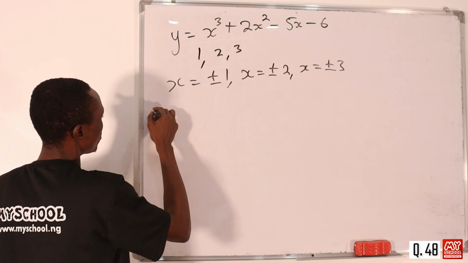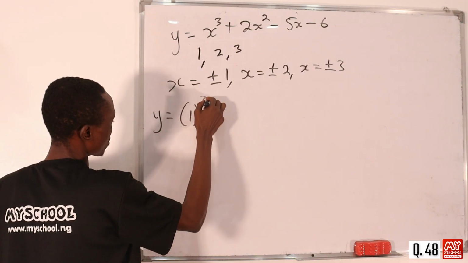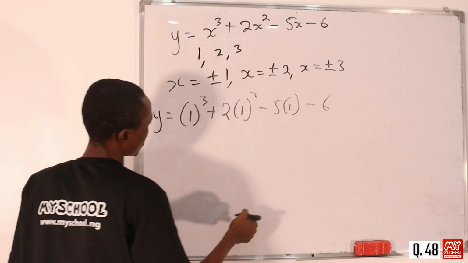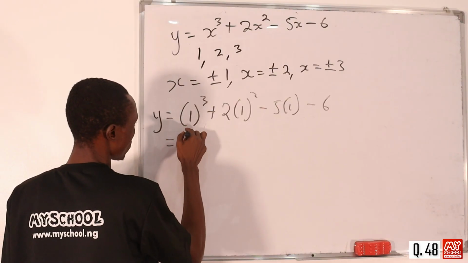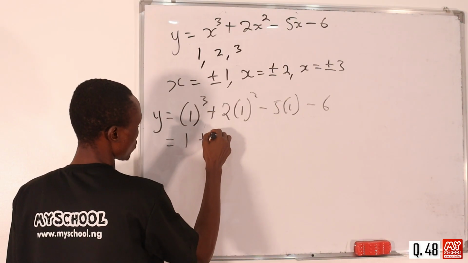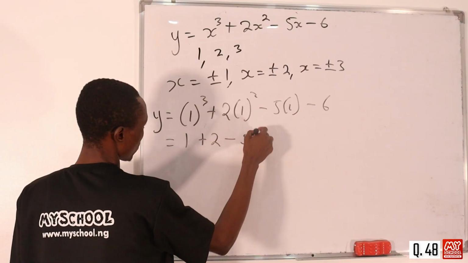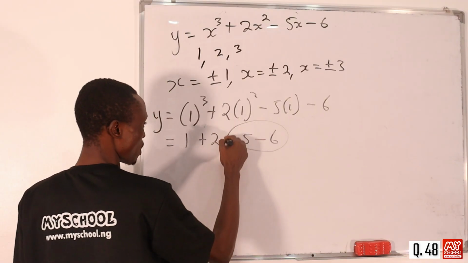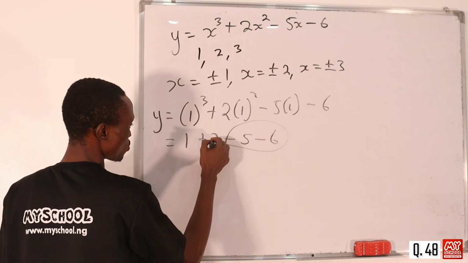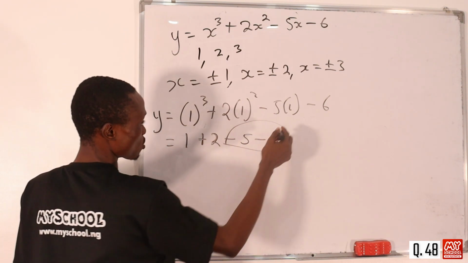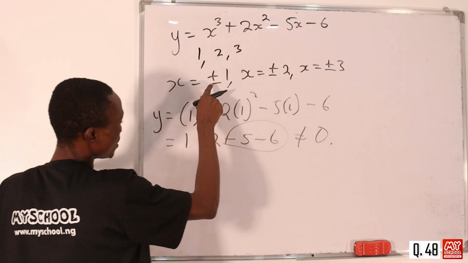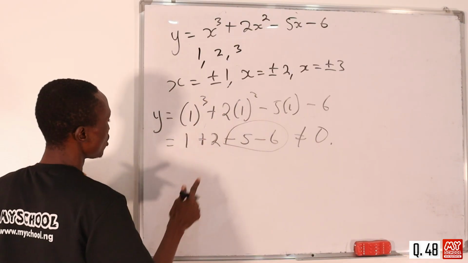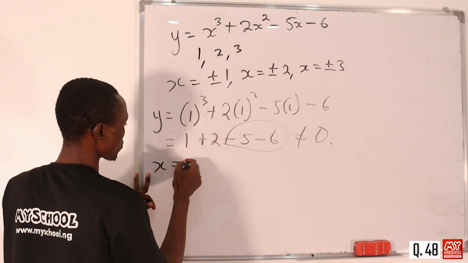Okay, so let's try with 1. So for y, we have 1 raised to power 3 plus 2 bracket 1 raised to power 2 minus 5 bracket 1 minus 6. So 1 raised to power 3 is still 1, then plus 2, then minus 5, because minus 5 times 1 is still minus 5, then minus 6. So 1 plus 2 is 3, which is not equal to 0. That means the positive value of 1 is not correct as the value of x. So the one that is correct is when s is equal to minus 1.